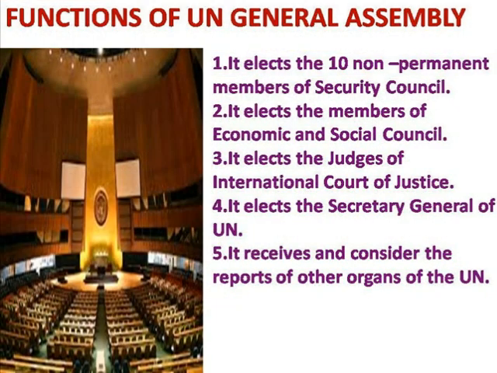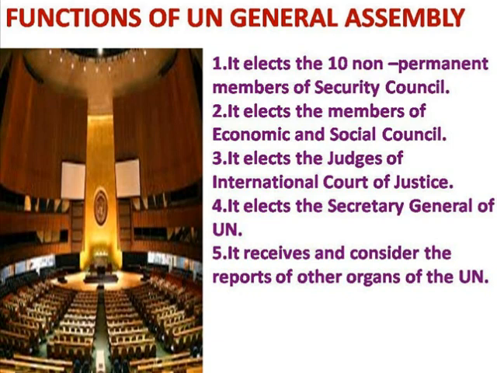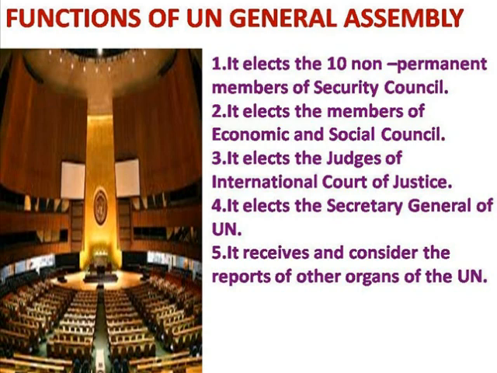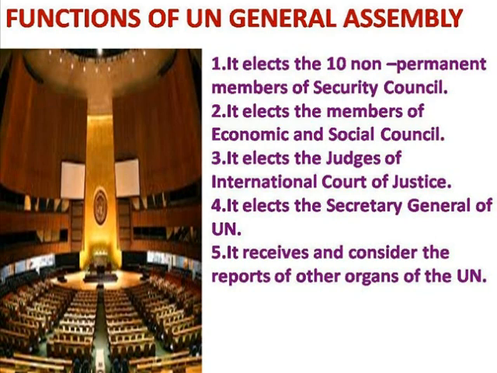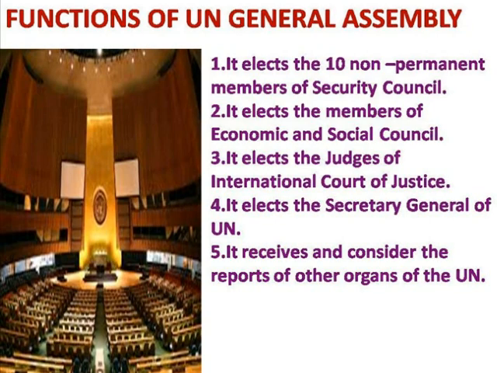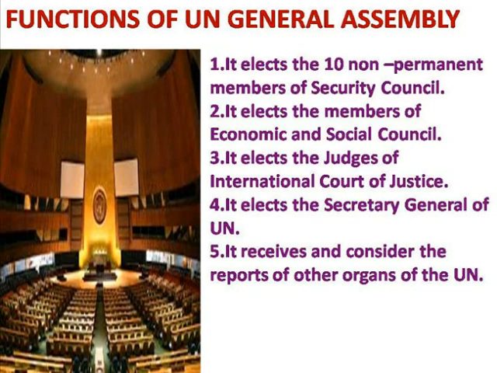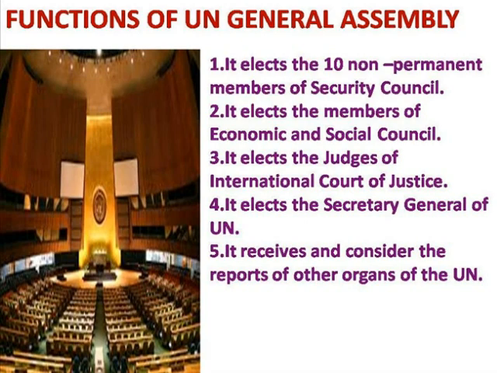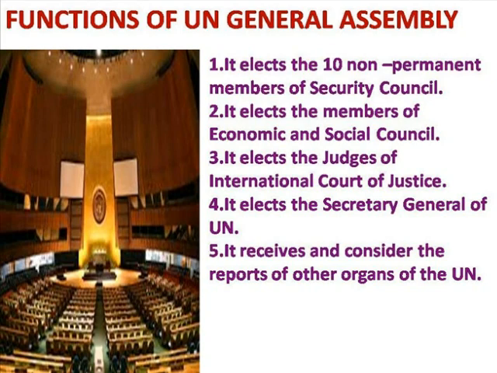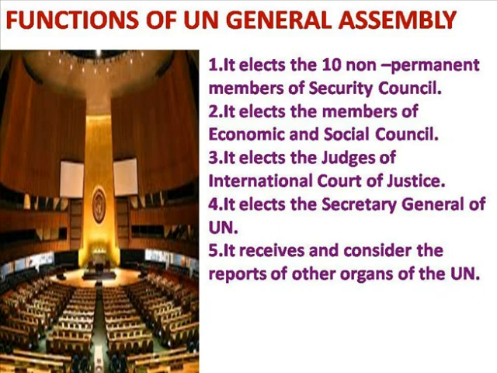Next one, functions of UN General Assembly. Number 1, it elects the 10 non-permanent members of the Security Council. Number 2, it elects the members of Economic and Social Council. Number 3, it elects the judges of International Court of Justice. Number 4, it elects the Secretary General of UN. And number 5, it receives and considers the reports of other organs of the UN.